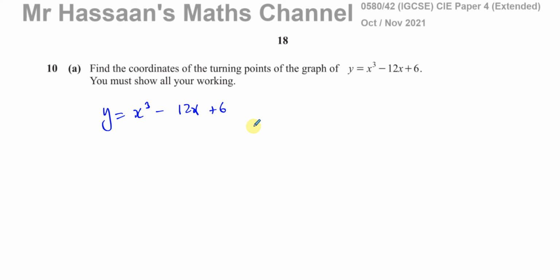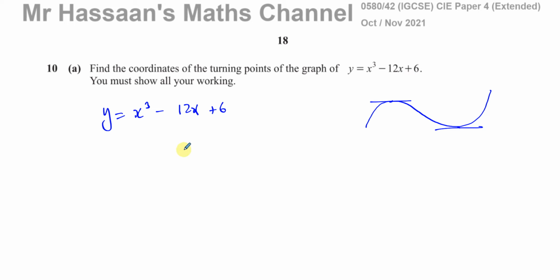So the turning points of a graph, basically, and this is a cubic graph, so most probably it will have this kind of shape. It's a positive x cubed, so it will have this type of shape, as we should know from our understanding. The turning points are these points over here, the places where basically the gradient is equal to 0. So for us to find the turning points, we need to know the places on the graph where the gradient is equal to 0.